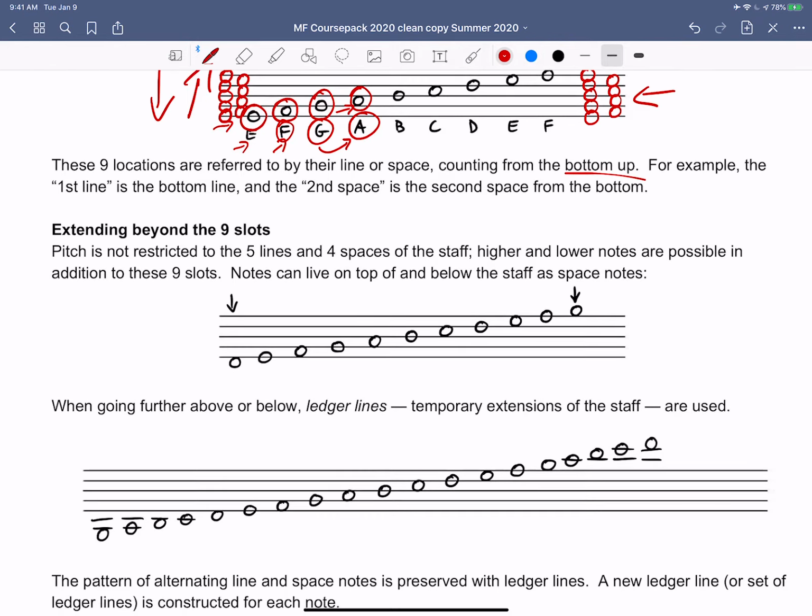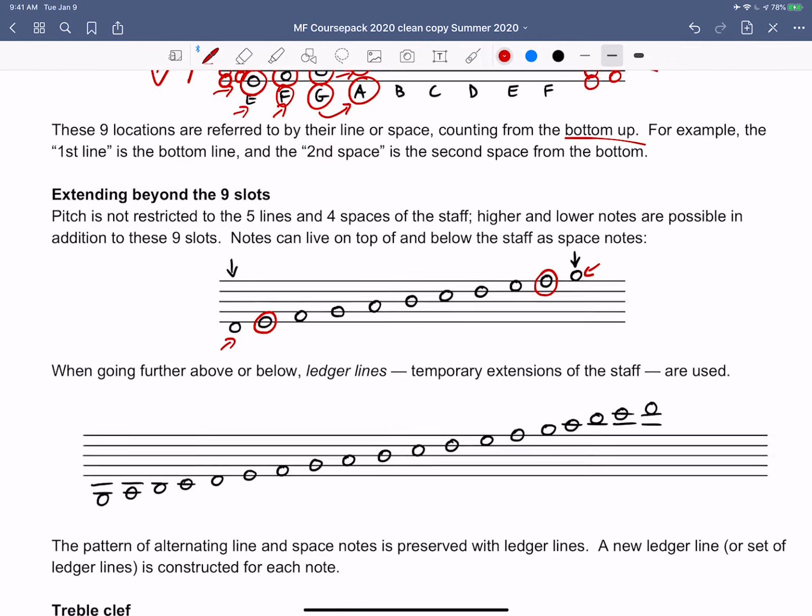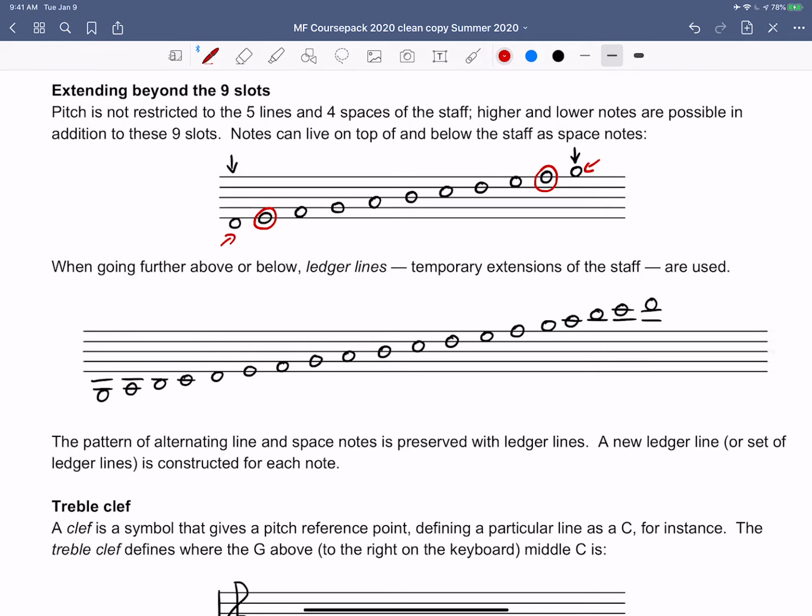Now, as I'm sure you know, music is certainly not restricted just to 9 notes or 9 slots. You can go super high, you can go super low, and when you go a little bit beyond this 5th line note, the very next note is actually going to live right here, just resting right on top of the staff. If you want to go below the first line note, you're going to go right here, where this note is just resting right below the staff. Now, that takes us up to 11 notes. We certainly can have many more notes than that.